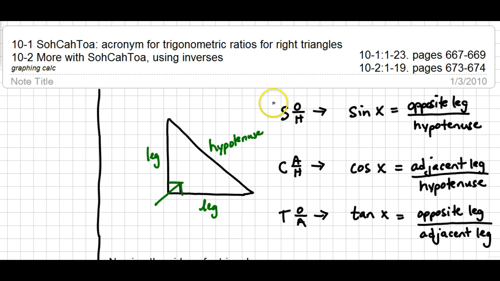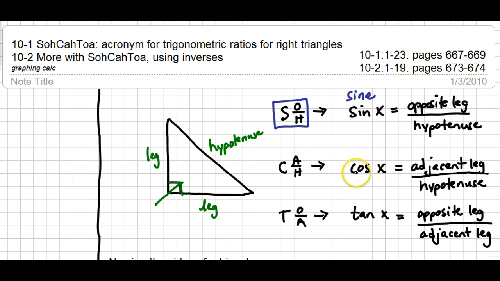So let's start out by looking at the SO part of our acronym. The letters in the acronym help us remember all the different relationships for the three trig functions that we're going to look at in this video. The first one is S, which stands for sine, S-I-N. Technically it's written out as S-I-N-E, we just abbreviate it to just 3 letters long.